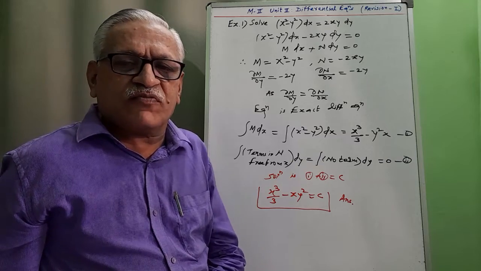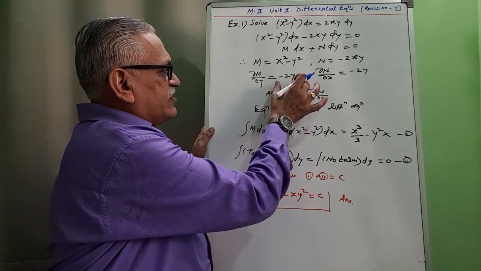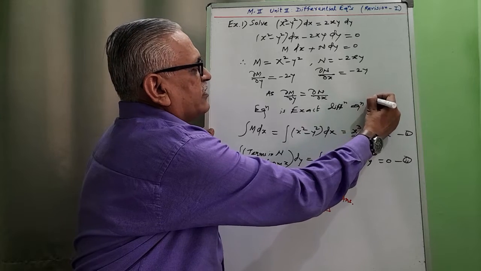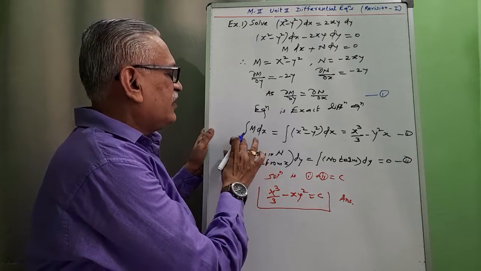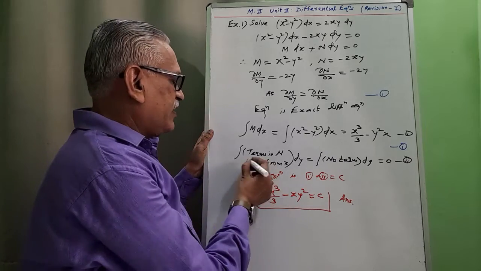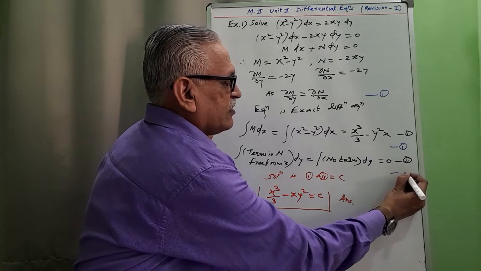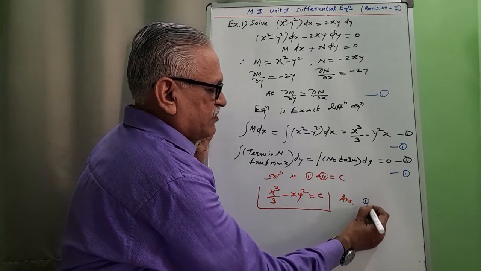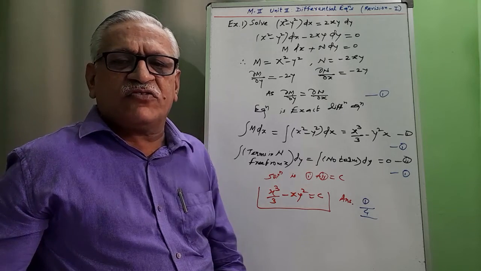Generally this type of problem is asked for 4 marks. Then I will explain the scheme of marking. If we obtain ∂M/∂y and ∂N/∂x and show that they are equal, you will get 1 mark. Then integration of M with respect to x, another 1 mark. Integration of terms in N with respect to y which are free from x, 1 mark. And the last 1 mark for the last step. Total 4 marks. This is the tentative scheme of marking.